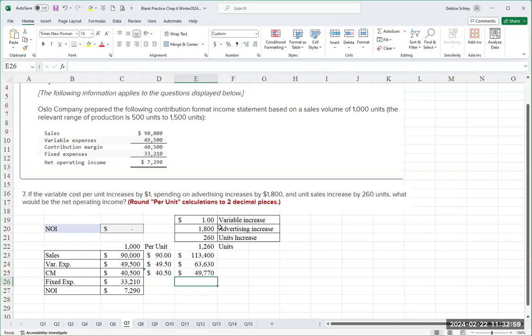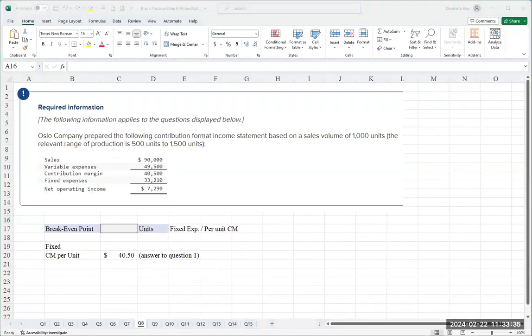Now, here's the tricky part. Remember they said advertising increased. Advertising is normally a fixed expense. So this gets added to our fixed total, 1,800. Now equals contribution margin minus my new fixed expenses. So my net operating income then would be 14,760.